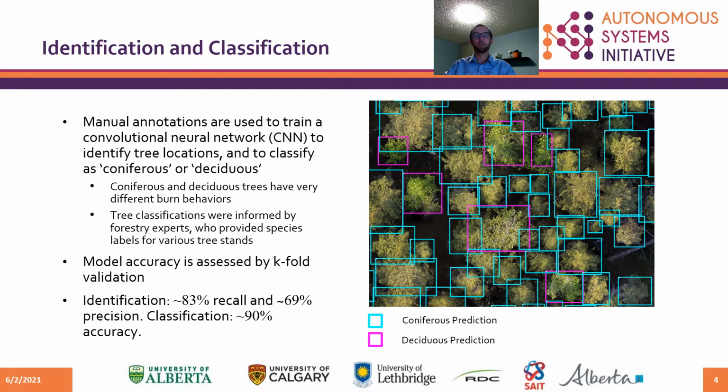The accuracy of the models was then assessed by k-folding through the survey set, so excluding one survey from training and testing on it. Currently we see about 83% recall and 69% precision when drawing boxes around trees, and the tree is properly classified as coniferous or deciduous about 90% of the time.